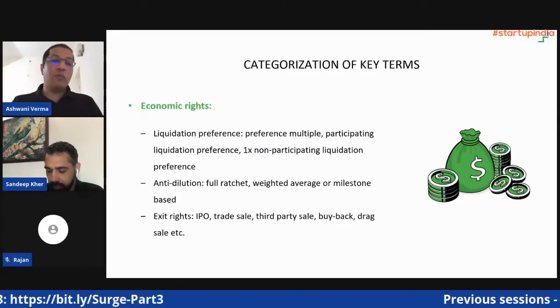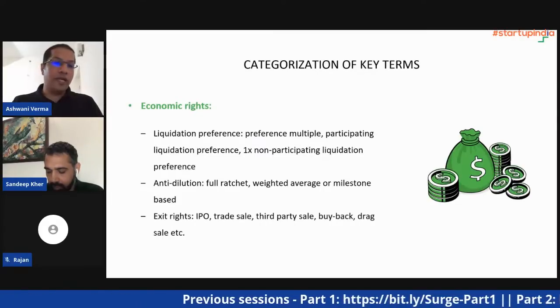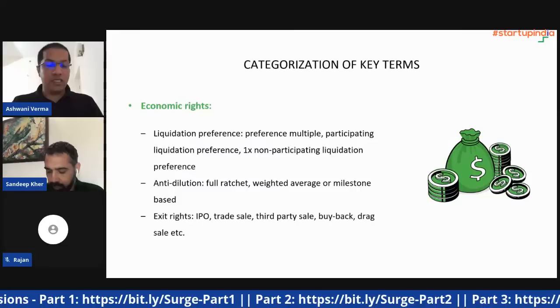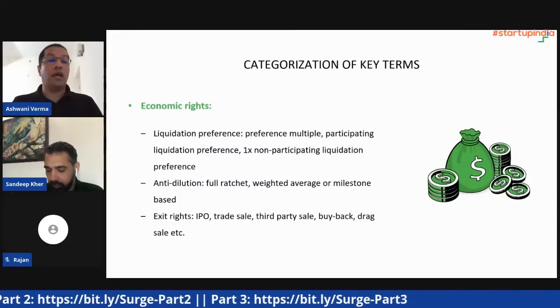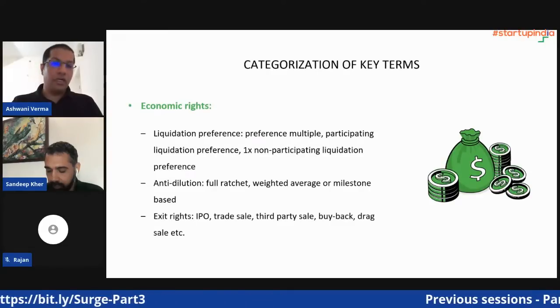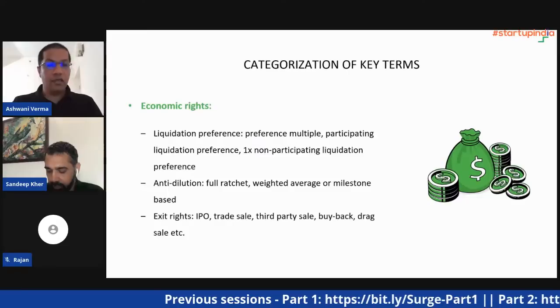The second one is participating liquidation preference. The mechanics of participating liquidation preference entitle the right holder to first get their investment amount back and then participate with other classes of shareholders on a pro rata basis. This is also famously called a double dip liquidation preference right.